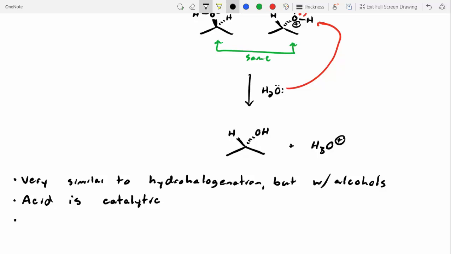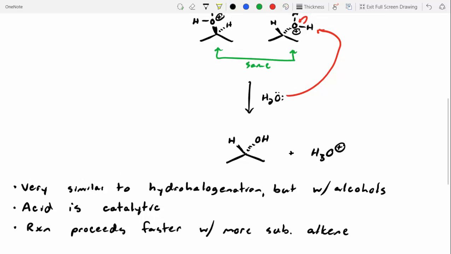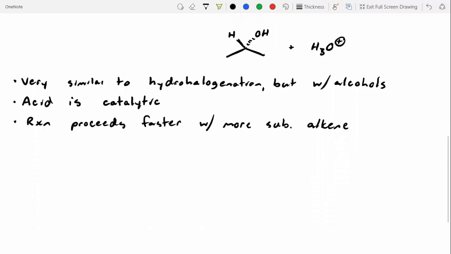And the reaction proceeds faster with a more substituted alkene. Why do you guys think that's the case? Why would the substitution pattern of the alkene matter? So let's say we've got a primary alkene, or sorry, a monosubstituted alkene versus a tetrasubstituted alkene. Why would the tetrasubstituted alkene proceed at a faster rate? Yeah, it forms a more stable carbocation.